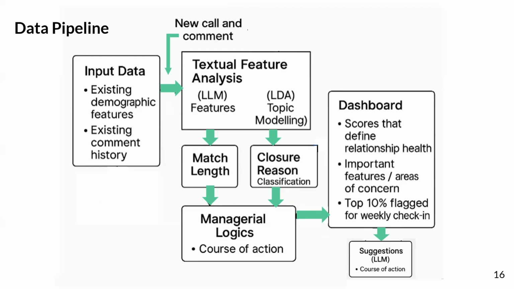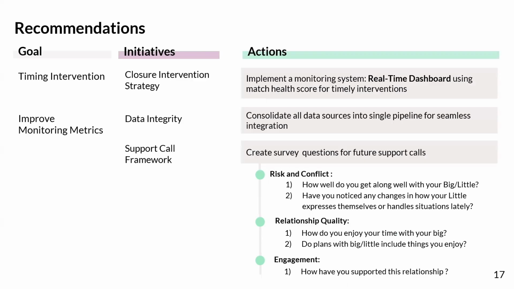All of this intelligence is then visualized on a dashboard that empowers Big Brothers Big Sisters with relationship health scores, highlighted areas of concern or strength, and a ranked list of the top 10% of matches that need weekly check-ins. To further support decision making, our LLM generates personalized suggestions for action steps aligned with the mission and case worker workflows. The beauty of this pipeline is in its modular and non-invasive nature. It augments existing operations without disruptions.